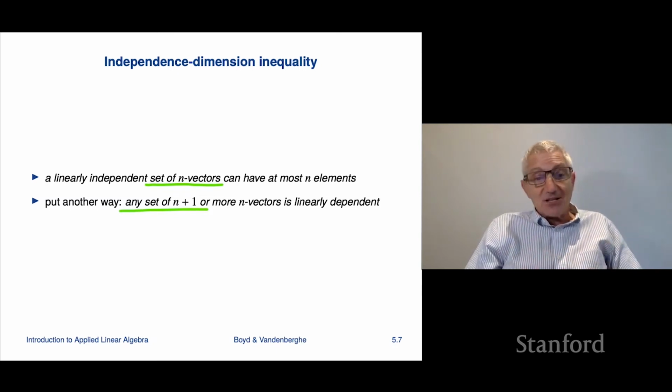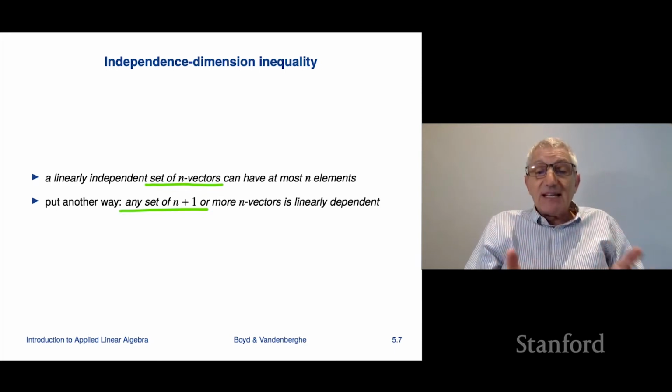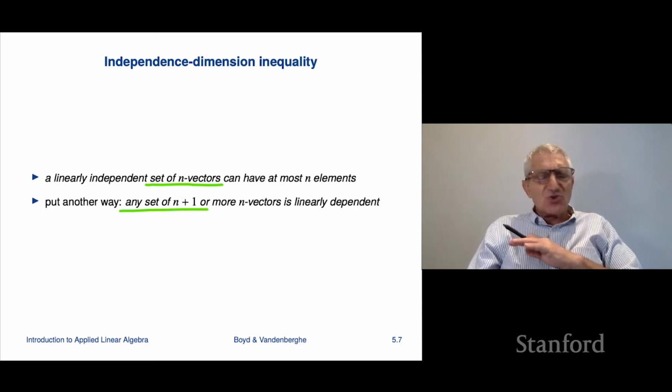Okay, so that's called the independence-dimension inequality, right? Because basically it says that a set of linearly independent n-vectors can never have more than n elements in it. That's what it means. Okay, so right now this is totally abstract, but that's okay.